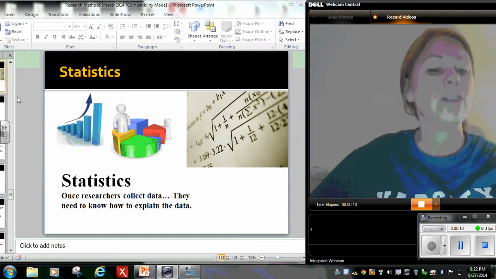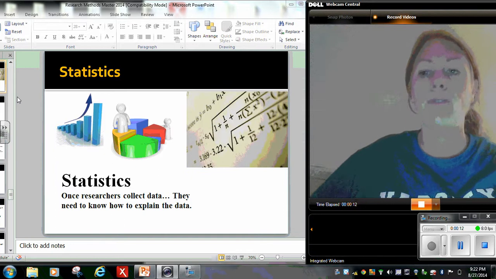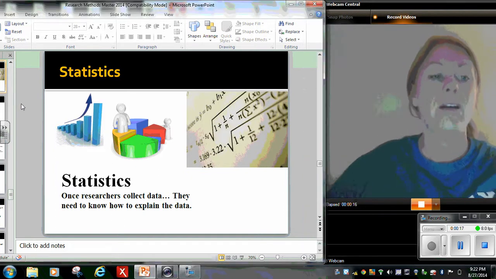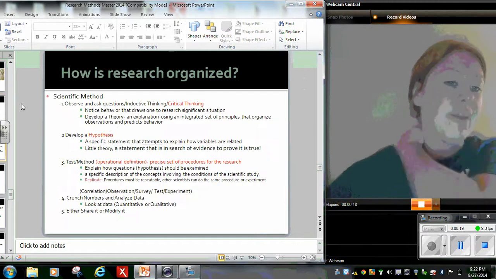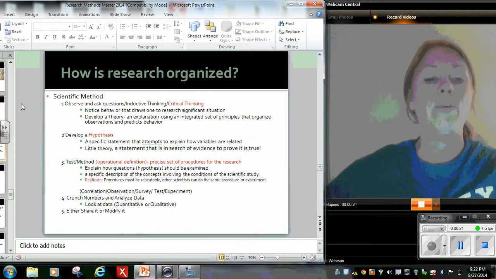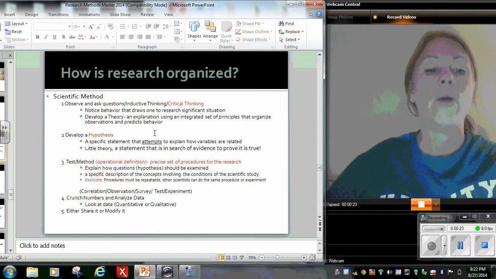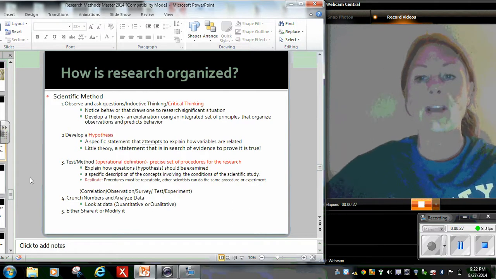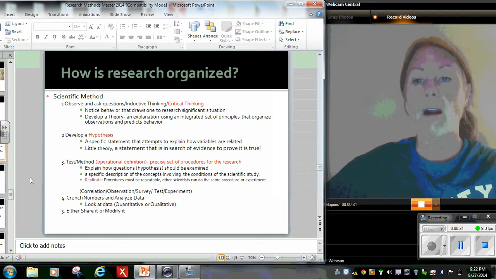Once researchers collect data, so they've used their methods and collected the data, they now need to know how to explain the data. So we've looked at the scientific method, and we've talked about asking a question, stating a hypothesis, writing an operational definition, gathering the information. Now we're looking at the crunching part. Once you get all this data, how do you actually analyze it?